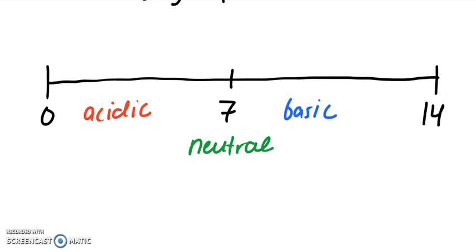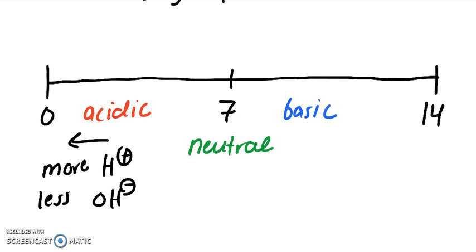And what does that mean? So if you dip below 7, so if we go towards the left, we have more protons, or you can think of it as less hydroxides. Now if you go towards the right, you have less protons and you have more hydroxides.